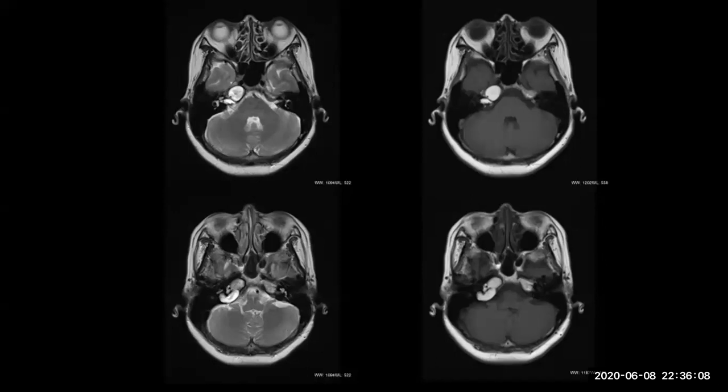Okay. But the lesion appears benign. It is well defined, not aggressive in behavior, not enhancing, and it is cholesterol granuloma. To confirm my diagnosis, I need a fusion image.